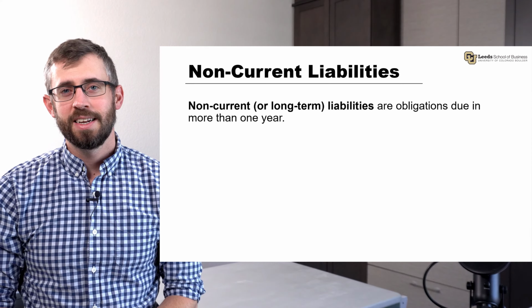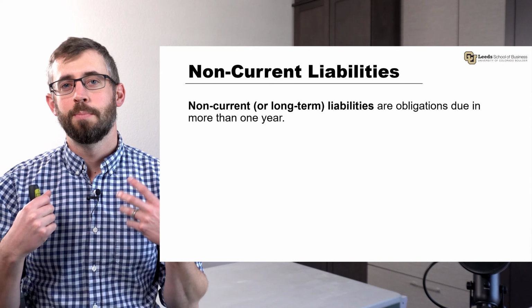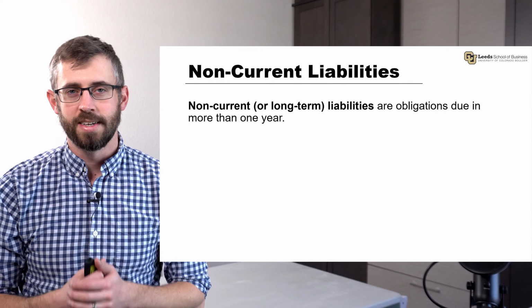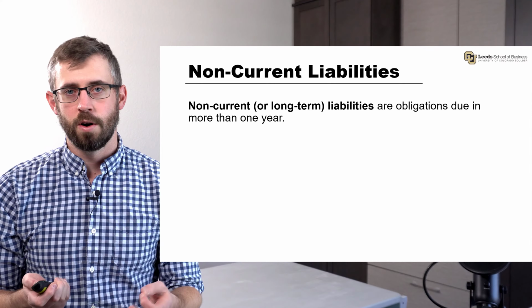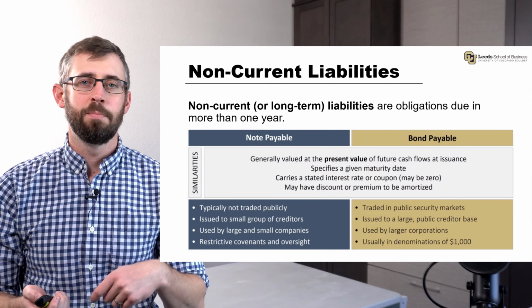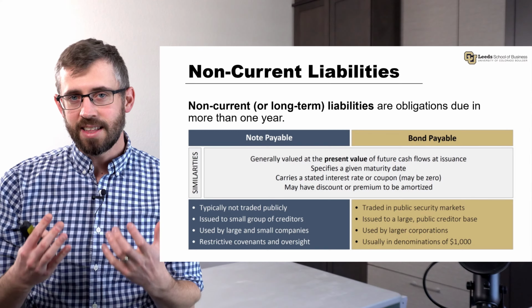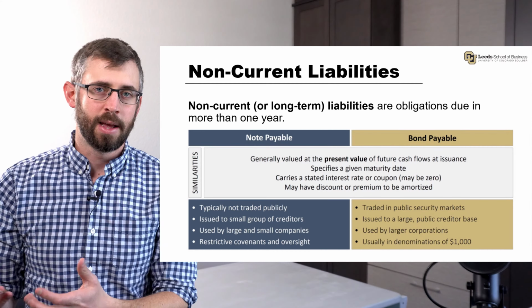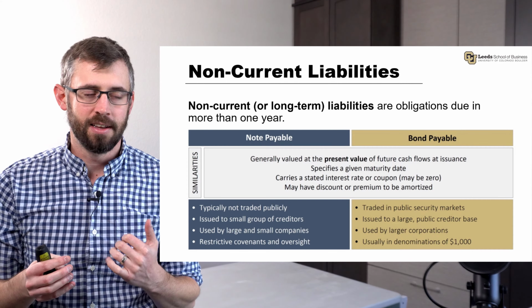So non-current liabilities, like you might expect, are just our liabilities that we are going to pay off more than 1 year out. And these liabilities usually fall into one of two groups. They could be notes payable or bonds payable. And the nice thing about both notes payable and bonds payable is that accounting-wise, they're treated nearly identically.